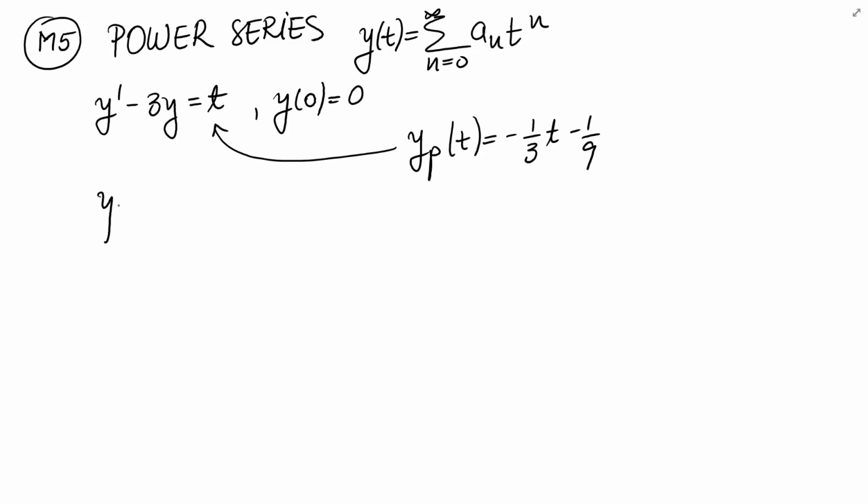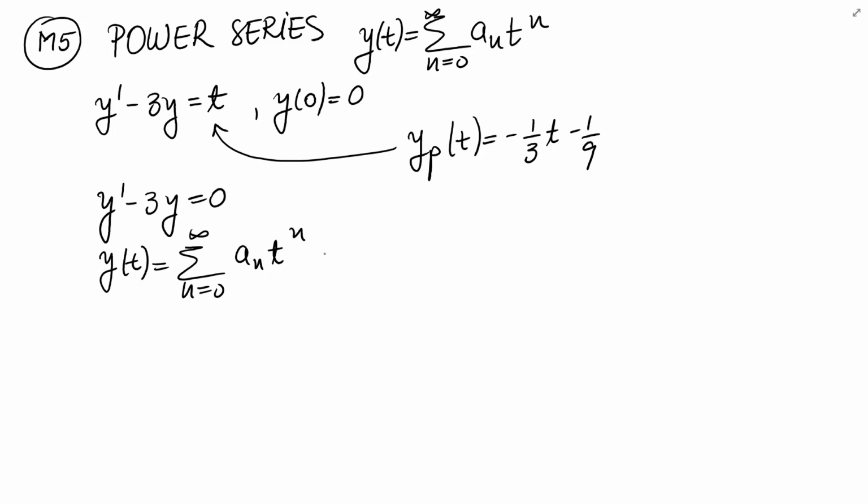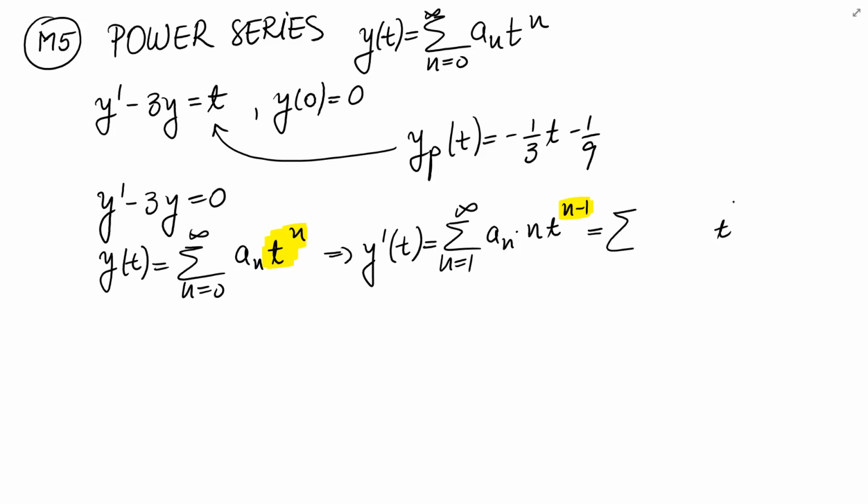So let's start solving this equation, y prime minus 3y equals 0, using the power series. So if y of t equals the sum as n goes from 0 to infinity of a sub n t to the n, then y prime of t is going to equal the sum as n goes from 1 to infinity of a sub n times t to n minus 1. But I would like to have both terms, the y of t and y prime of t, as t to the n. So I notice that I have t to n minus 1. Because of that, I'm going to write t to the n.